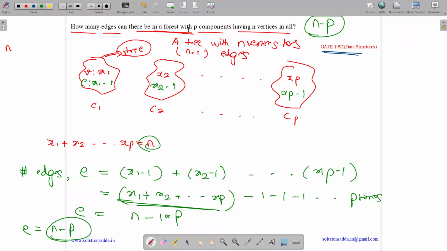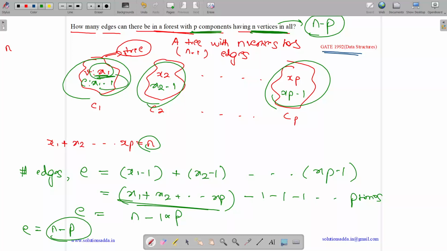So if we have a forest with p components having total n vertices, then the number of edges is n minus p, as each component should be a tree, and a tree with x1 vertices has x1 minus 1 edges. So the answer is n minus p.